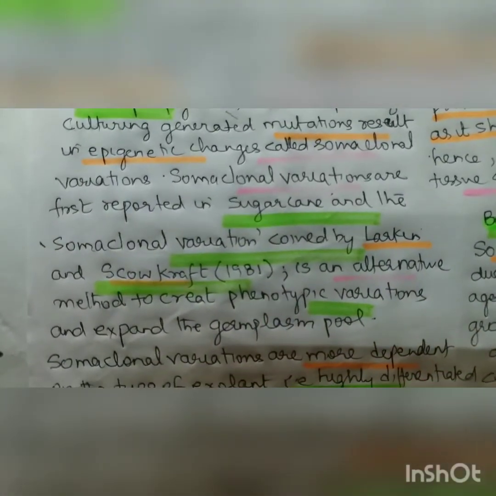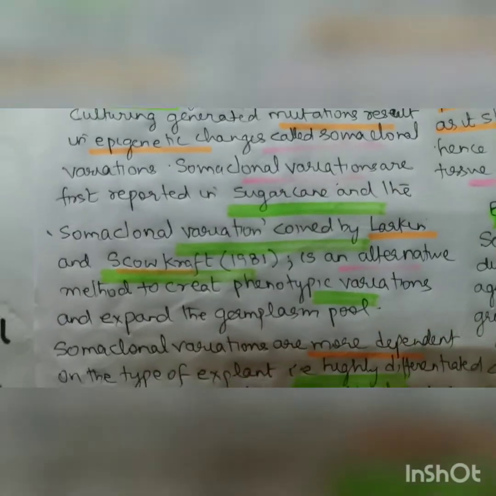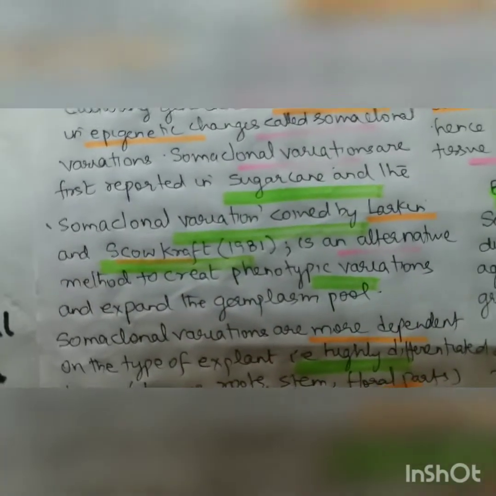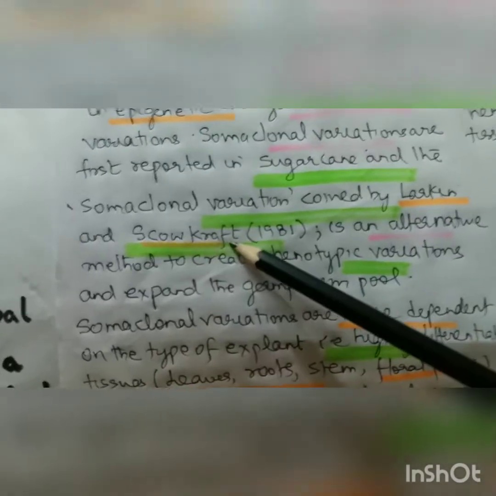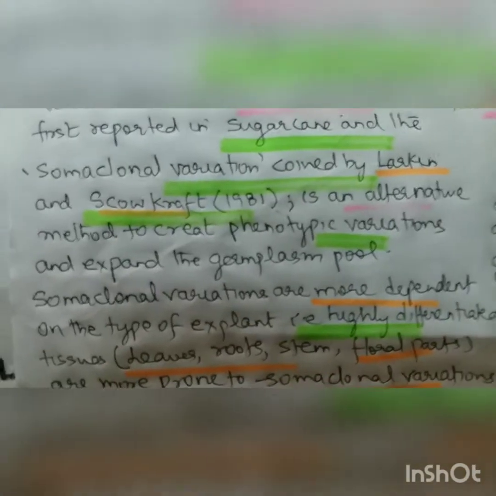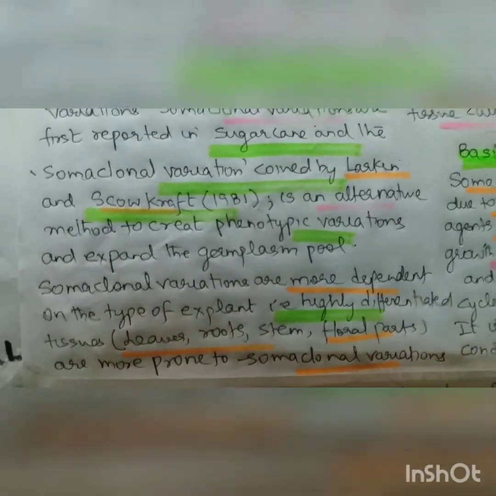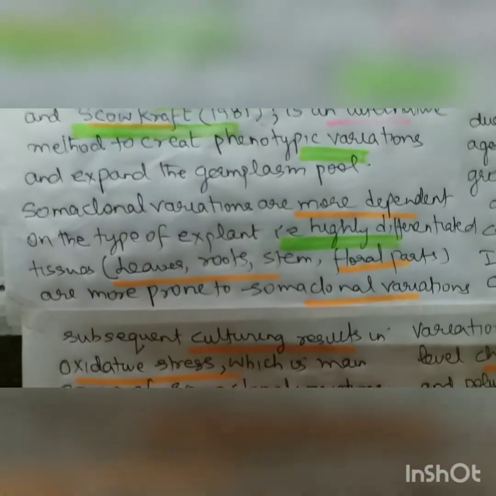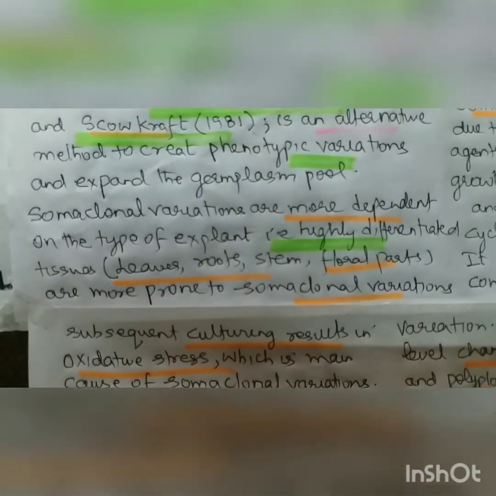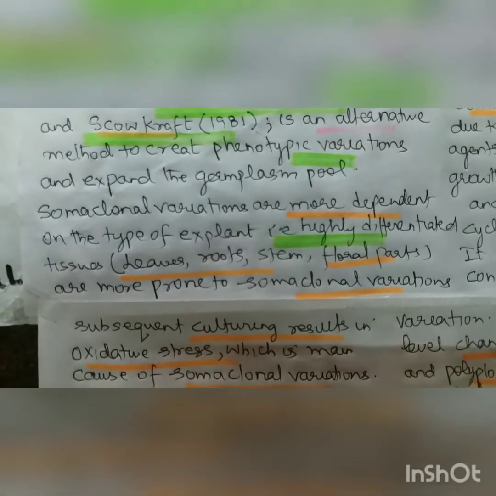Somaclone variations were first reported in sugarcane, and the term somaclone variations, very important, was coined by Larkin and Scowcroft in 1981. This somaclone variation is an alternative method to create phenotypic variations and expand the germplasm pool. Somaclone variations are more dependent on the type of explant.